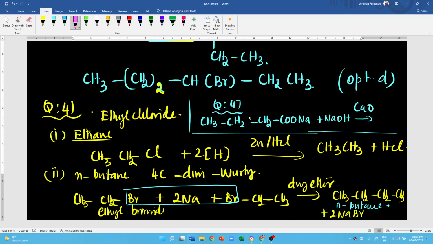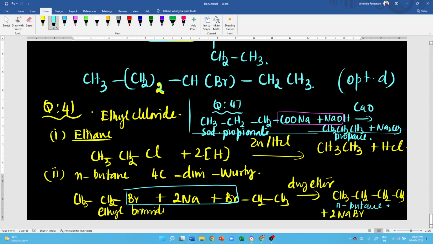So box out. Now you will get propane: CH3, CH2, CH3 plus Na2CO3. The name of this compound is sodium propionate. From sodium propionate, you will get propane. So these are the questions given under the preparation of alkanes in your book bag. Go through and learn well the preparations of hydrocarbons. Thank you.